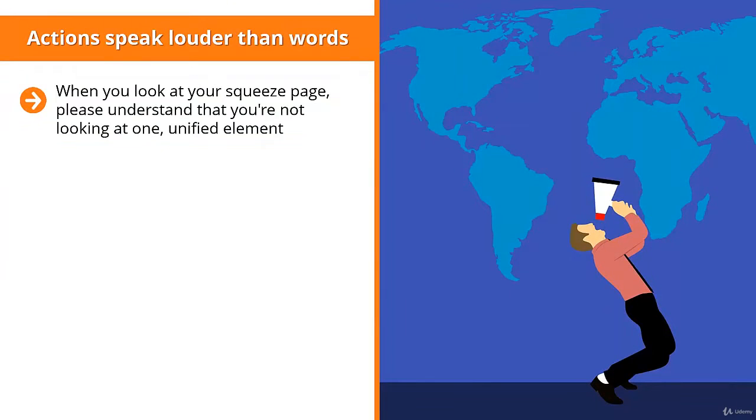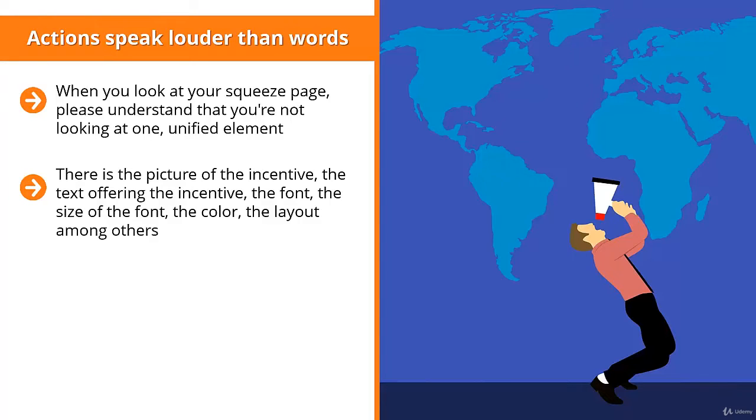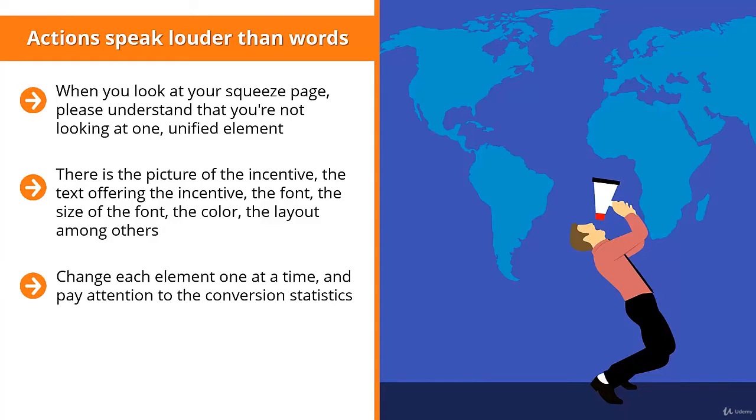When you look at your squeeze page, please understand that you're not looking at one unified element. The squeeze page is actually made up of many different parts. There is the picture of the incentive, the text offering the incentive, the font, the size of the font, the color, the layout, among others. There are many different elements that go into that page. Change each element one at a time and pay attention to the conversion statistics. Make many different variations, and then test these variations against your traffic.